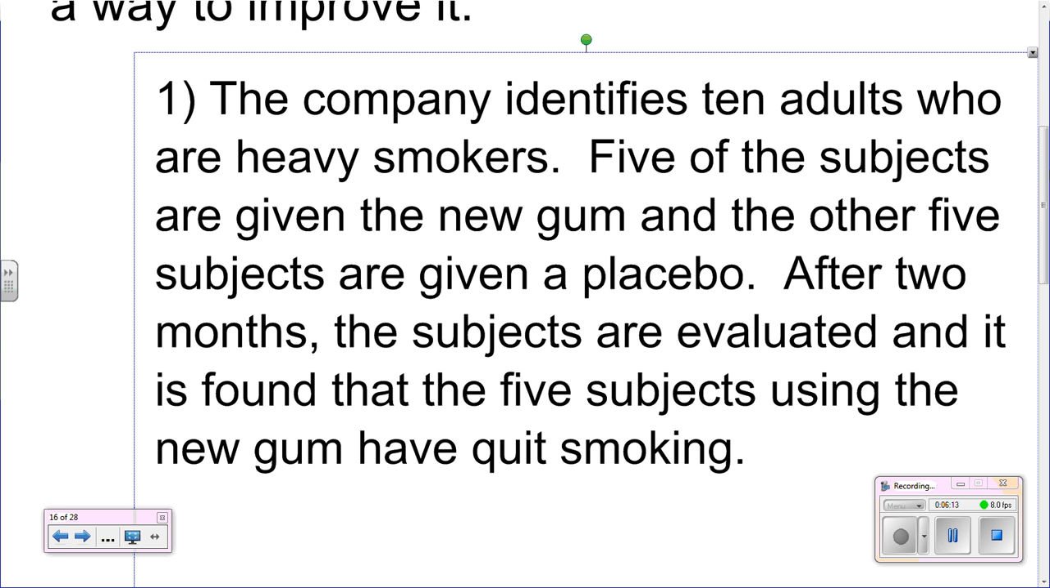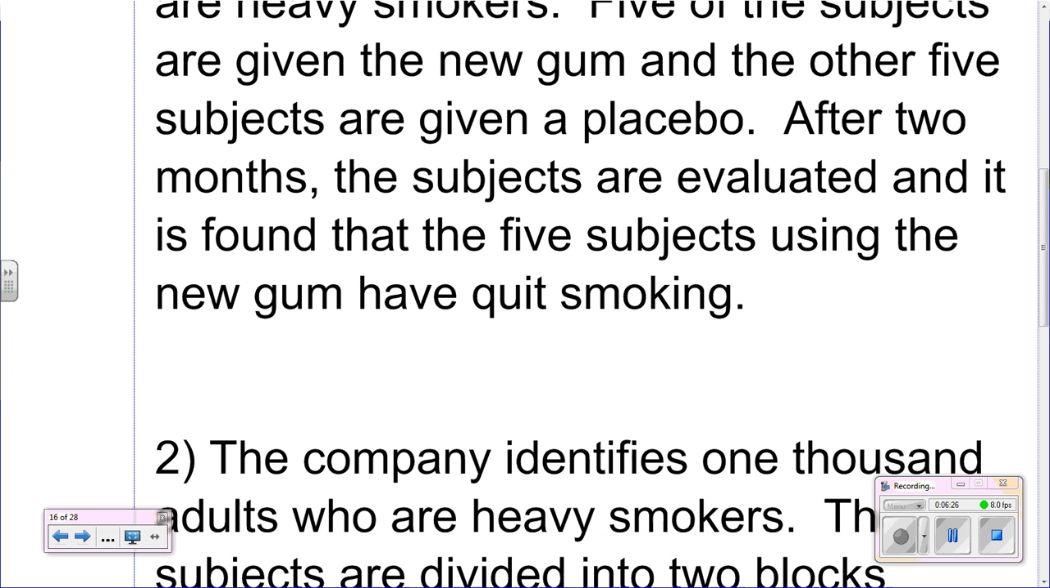We need to be checking how many people quit smoking who were given the experimental treatment and how many people quit smoking who were given the placebo or were in the control group. Also need to have a much larger sample size. And that's the most important part here. We need to have a much larger sample size.